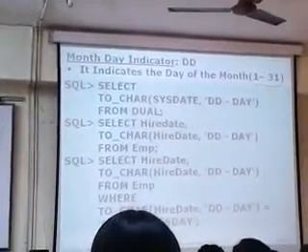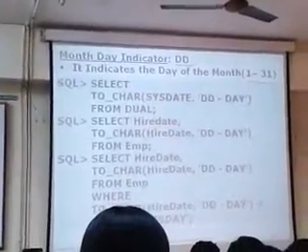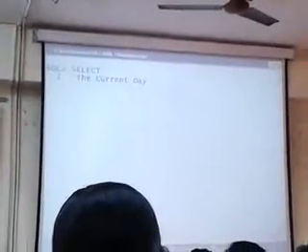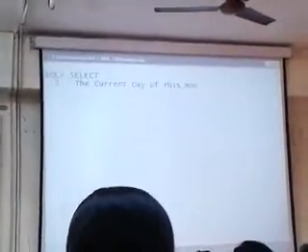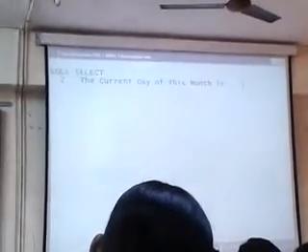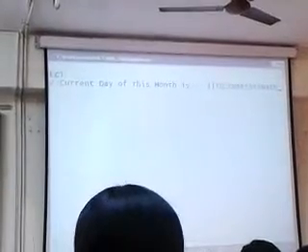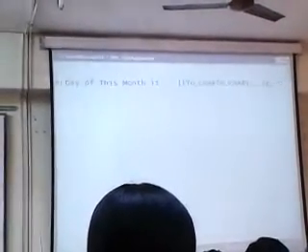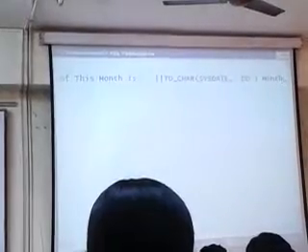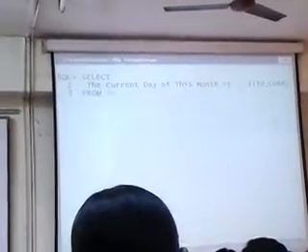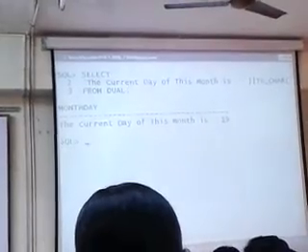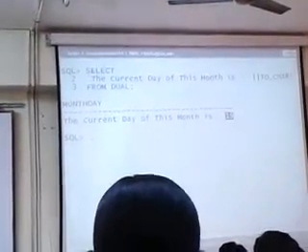But you want to know the day of the month, DD. So when you are putting the day of the month with DD, you just want select, we are saying the current day of this month is, and we are saying to_char of sysdate, comma, DD. So we are just trying to say month day, and we are going from dual. So we are on the 19th day of this month.